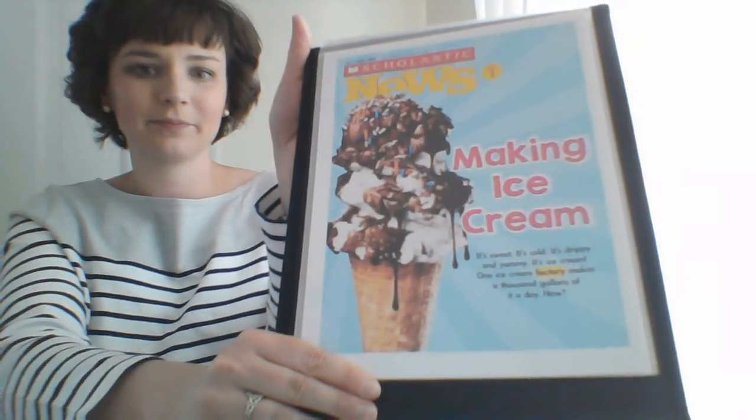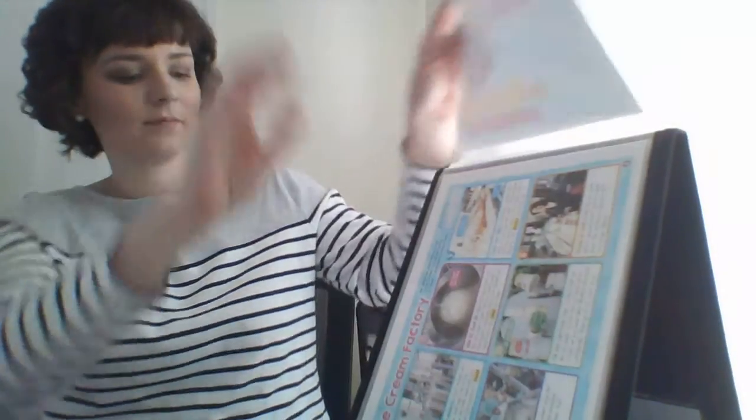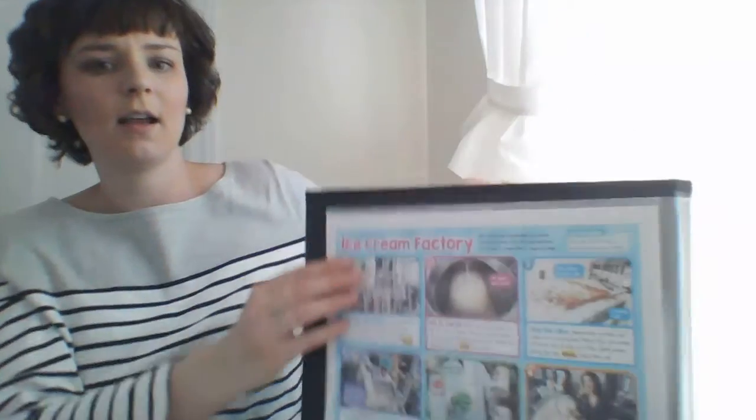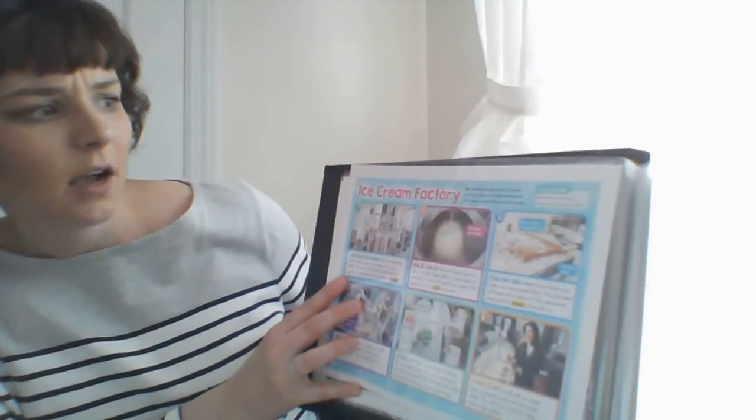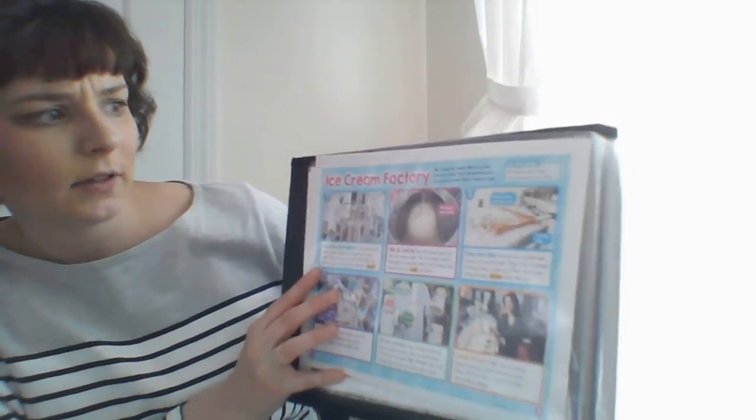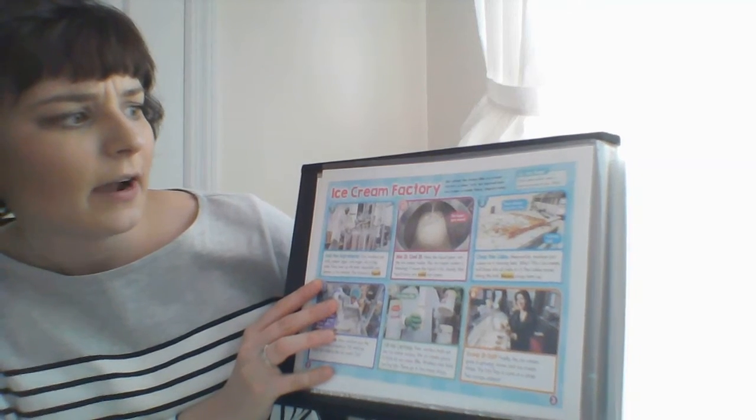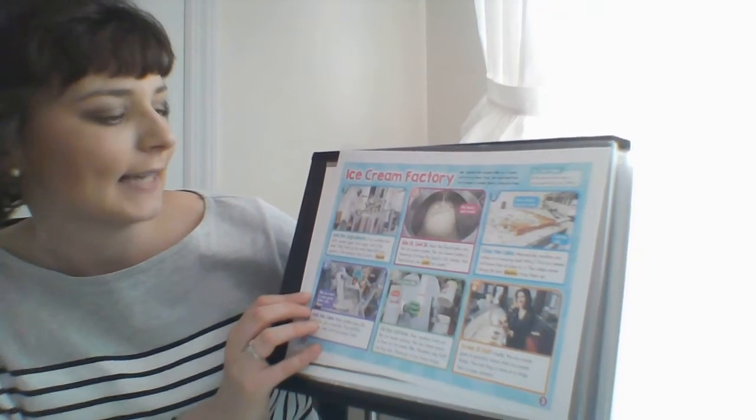Making ice cream. It's sweet, it's cold, it's drippy, it's yummy. It's ice cream. One ice cream factory makes 1,000 gallons of it a day. How? Ice cream factory. We visited the Ample Hills Ice Cream Factory in New York. We learned how ice cream is made there step by step.